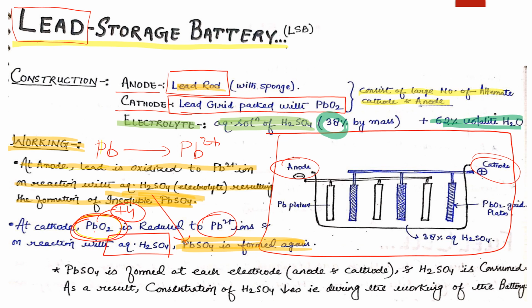So in conclusion, we can say that at either the anode or the cathode, the final product formed after the reaction will be PbSO4. So we can say that during the reaction the concentration of H2SO4 continuously decreases. As it is written at the bottom of the screen, you can see PbSO4 is formed.